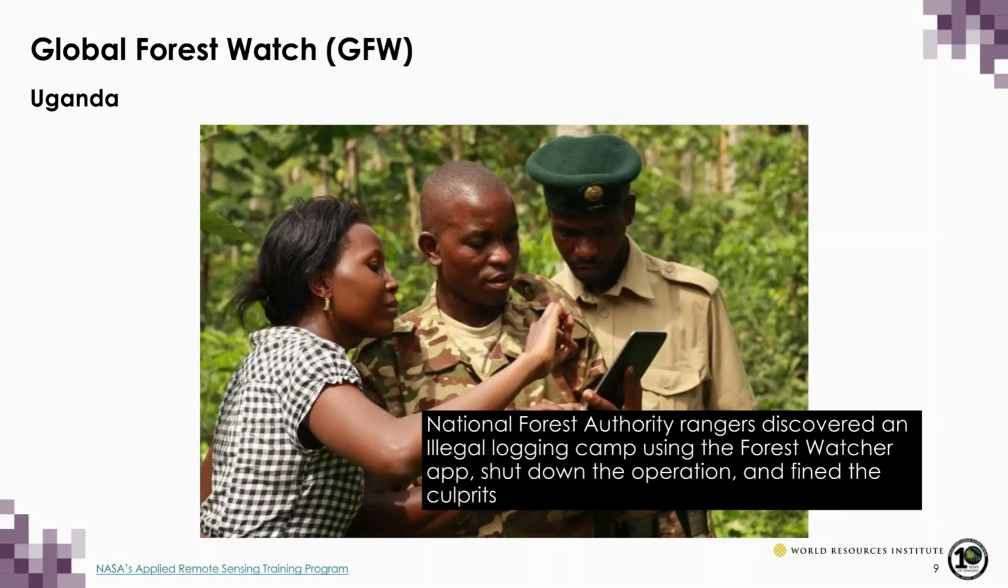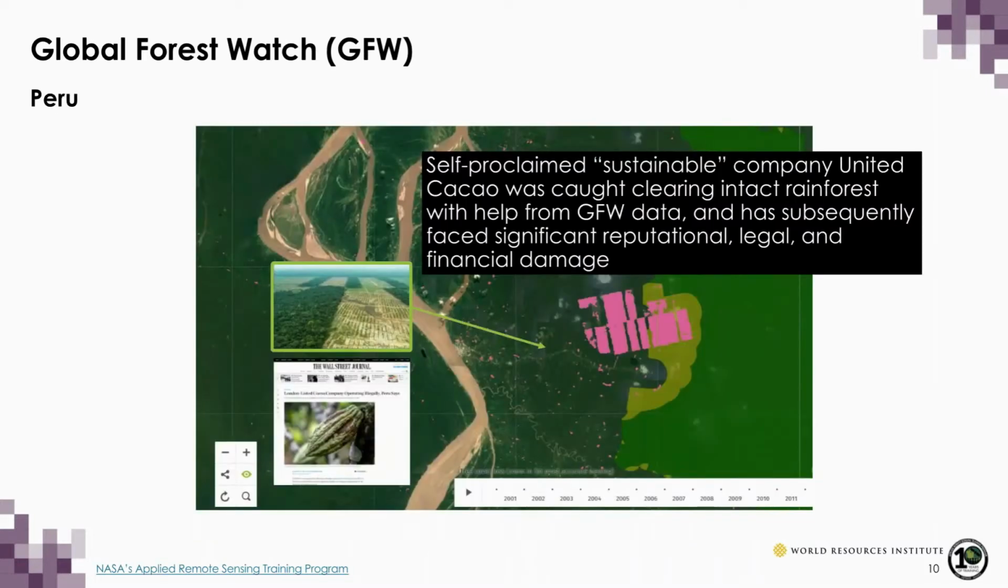The National Forest Authority rangers were able to look at illegal logging happening using the Forest Watcher apps, done through the Global Forest Watch program, and they were able to find the culprits and make sure that was stopped. And finally, I think one of our favorite examples of this idea of being able to monitor and mobilize using data to create real-world action was when United Cacao, a self-proclaimed sustainable company that worked with cacao, we were able to see with GFW that they were not farming where they said they were farming.